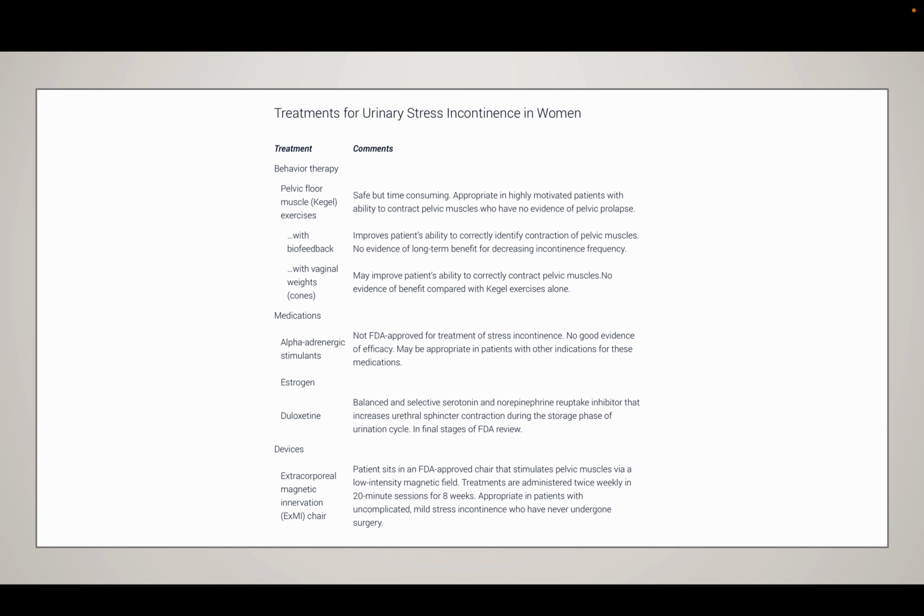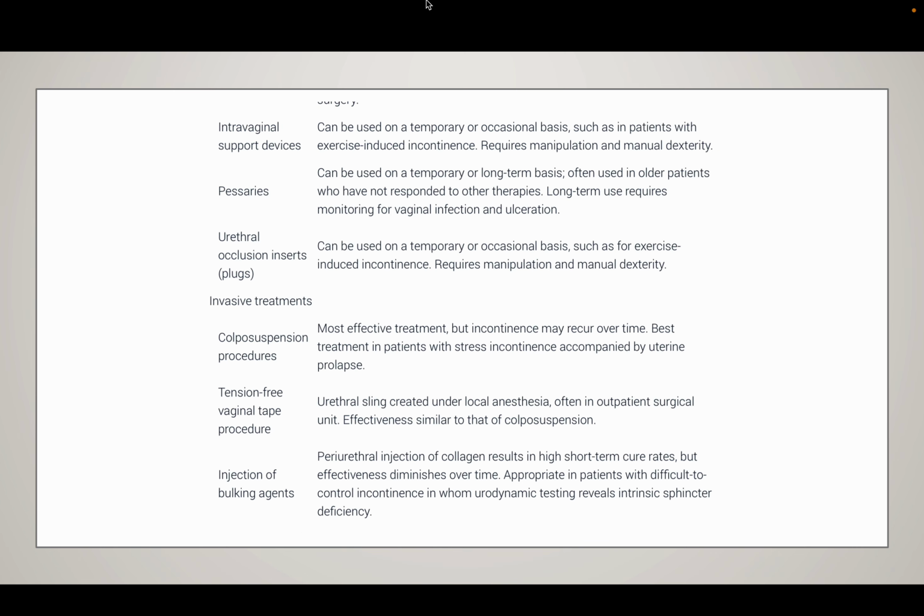Other devices like extracorporeal magnetic innervation chair, there are many options that can be used. Intravaginal support devices, pessaries, and urethral insert can be used. Invasive treatments include the colposuspension procedure, tension free vaginal tape, and injection of bulking agents. Most of them are surgical management. Medically, there are very few drugs available. Mostly Kegel is what we advise.